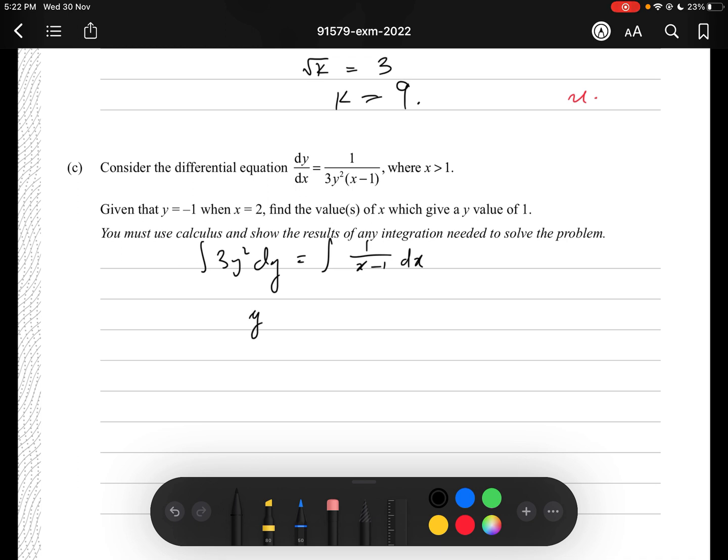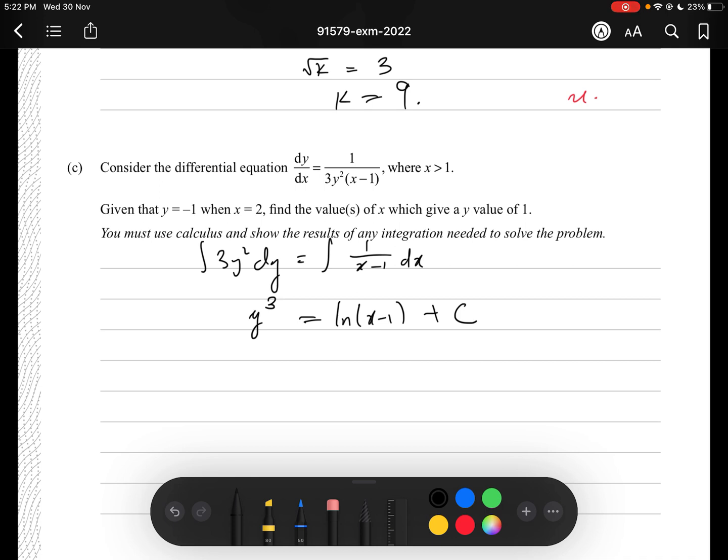So that's just y^3 equals the integral of 1/(x - 1) with respect to x, and that's just going to be ln|x - 1|, and don't forget the constant of integration, plus c. We're given the initial point, so we can use the initial point to find the value of c.